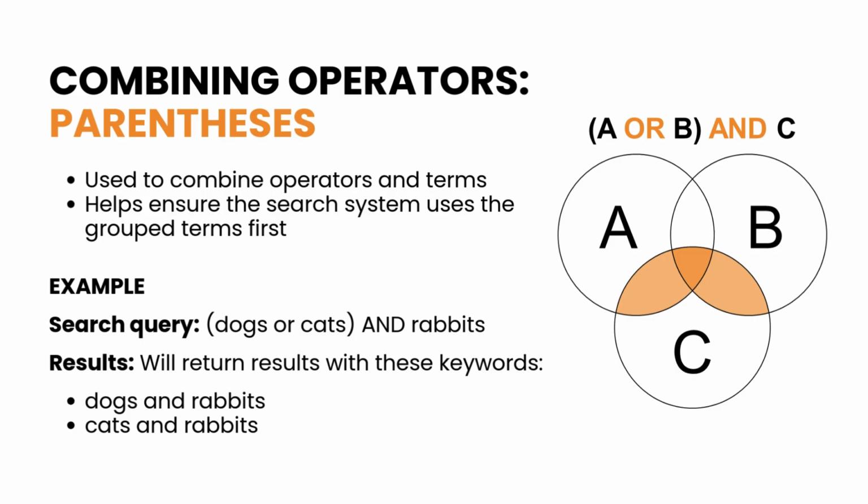For example, searching for dogs or cats and rabbits would give articles with the following combinations: dogs and rabbits, cats and rabbits, dogs, cats, and rabbits. Since we used the and operator for rabbits, this means every search result will have that keyword. Using or for dogs and cats means that these keywords may or may not be present in the results.